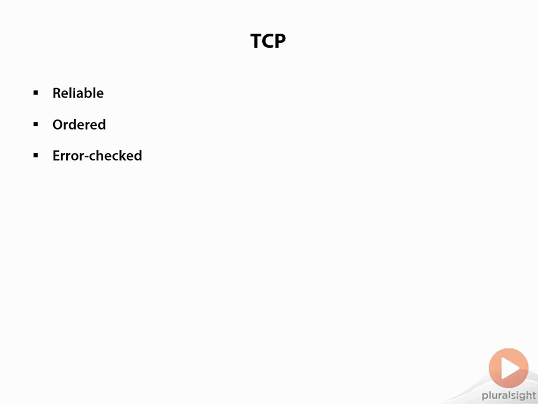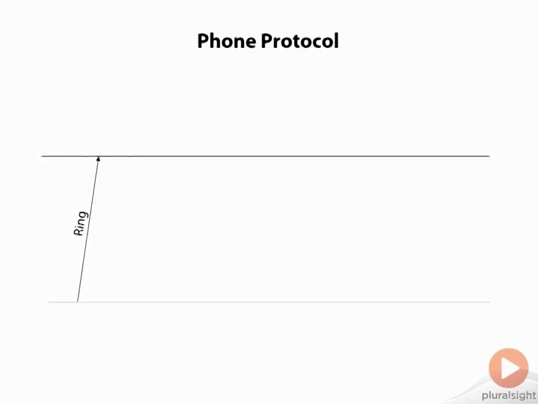The Transmission Control Protocol is one of the core protocols on the Internet which provides a reliable, ordered, and error-checked stream of bytes between applications running on computers across a network. If UDP is like a letter passing through the postal service, TCP is like a phone call.